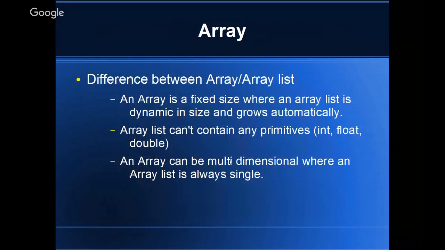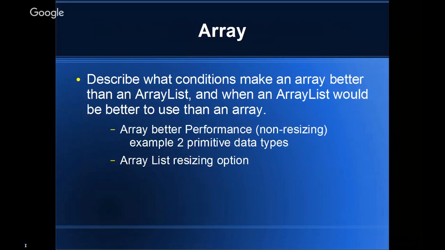Moving on to arrays, we want to talk first about the difference between an array and an array list. An array is a fixed size, whereas an array list is dynamic, which means it can change and grow automatically. Also, an array list can't contain primitives like int, float, and double, so with those variables you have some trouble there. And an array can be multi-dimensional, whereas an array list is always single. We talked a little about the conditions that can make an array better versus an array list, and when an array list would be better to use than an array.